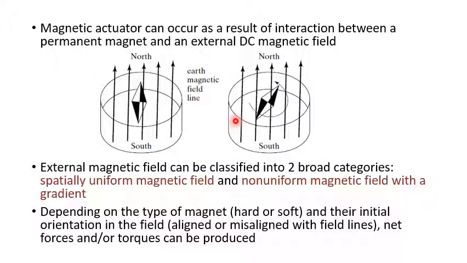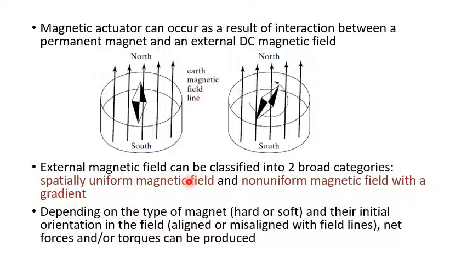But the compass needle will experience a torque when the direction of the internal magnetization is not aligned with the local earth magnetic field lines. That torque is going to cause the needle to rotate until the internal magnetic field lines are aligned with the external field lines. So this principle of interaction can be extended to microscale sensors and actuators.